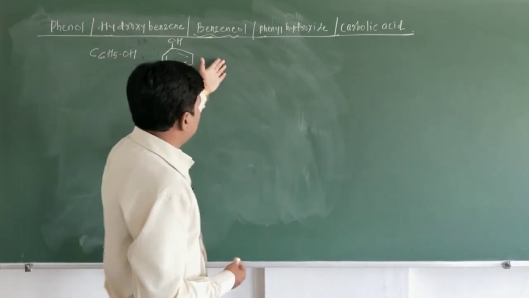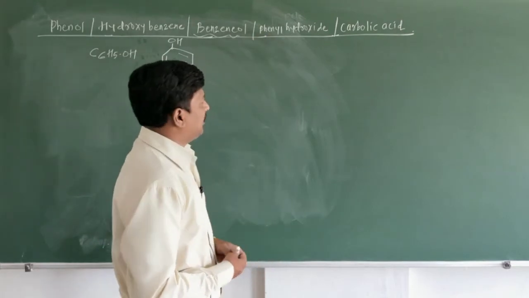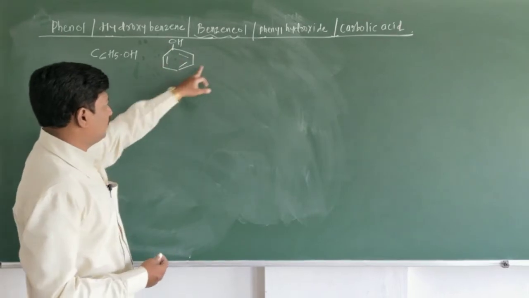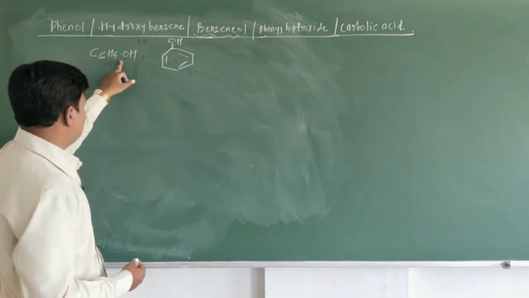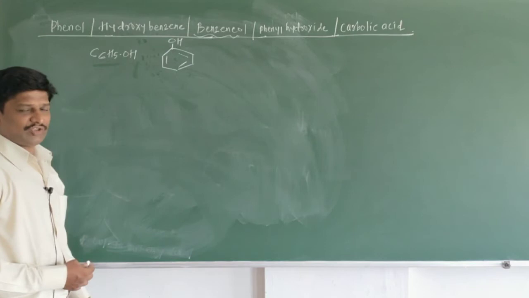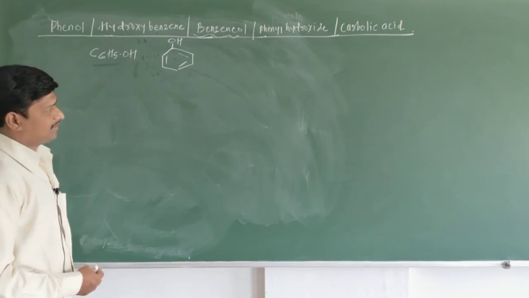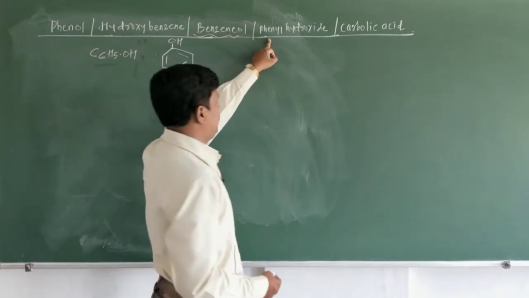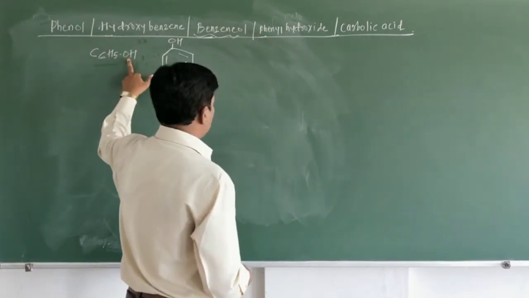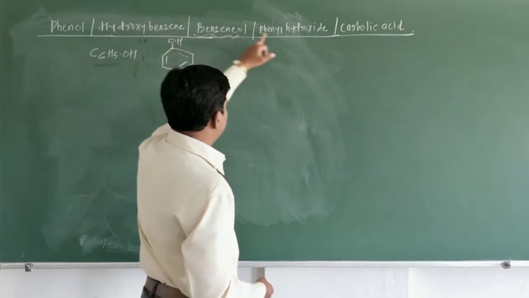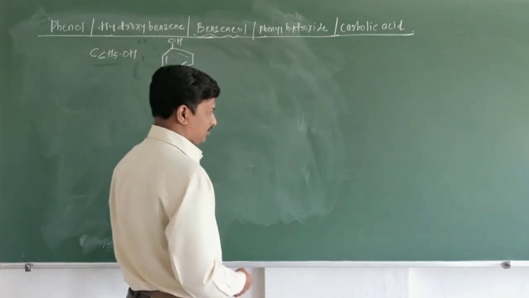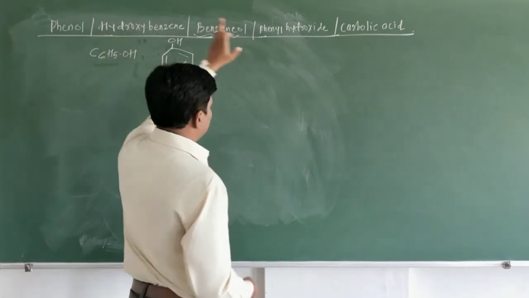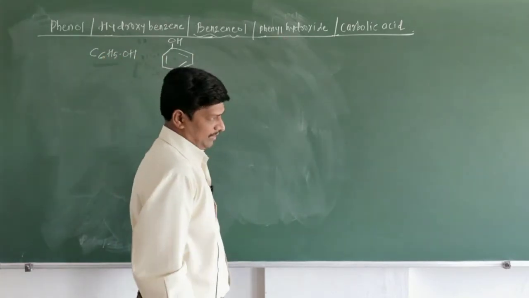Now come to the next name, phenyl hydroxide. The benzene group is actually a C6H5 group, and this C6H5 group is known as the phenyl group. Here an OH group is present, and for the OH the word hydroxide is used. Therefore C6H5OH means phenyl hydroxide.